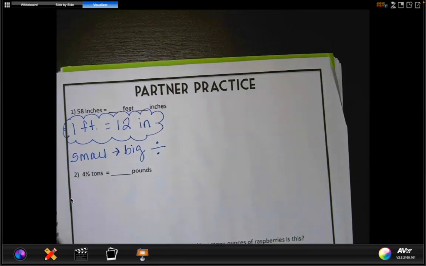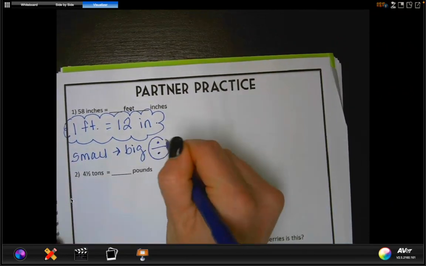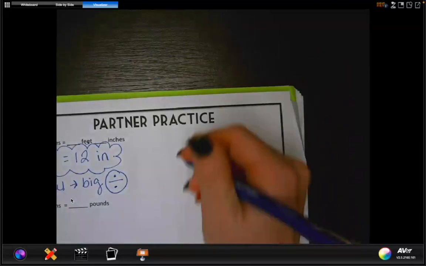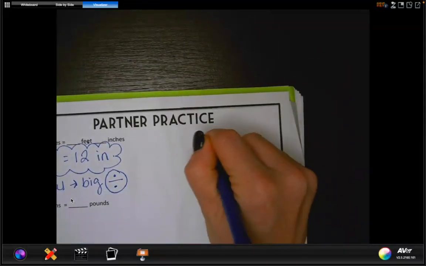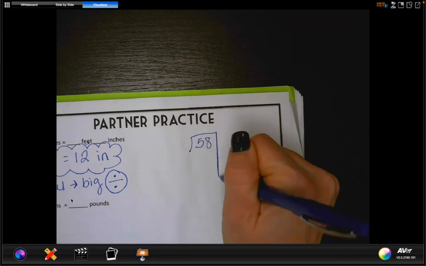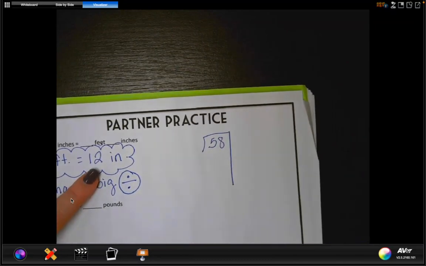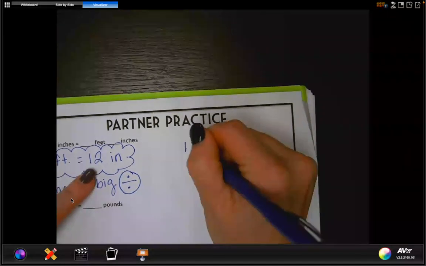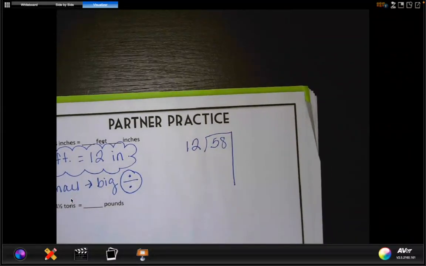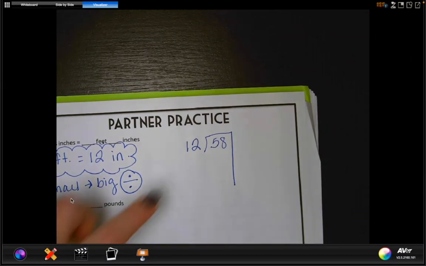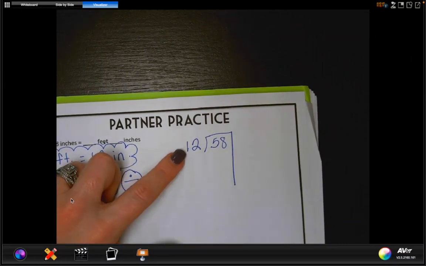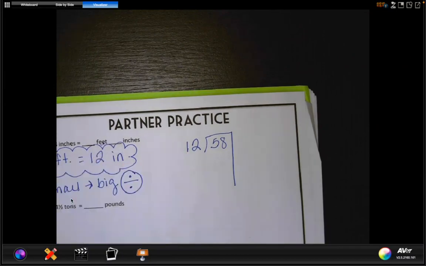So this is going to be a big 7 division problem. So let's come over here and set that up. So we're going to take our 58 inches, and we're going to divide that by 12 inches. Because think about it, we have 58 inches in all. So we're dividing by 12 inches because that's how many inches are in a foot. So we're essentially repeatedly subtracting this number, because every time you subtract 12 inches, you're getting a foot, right?